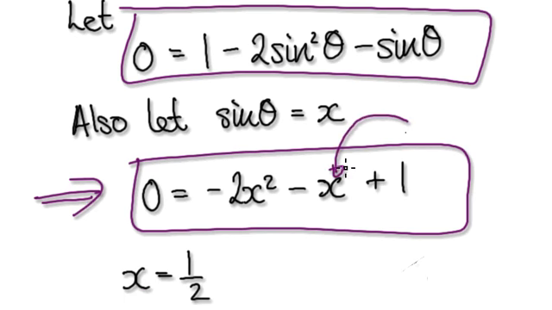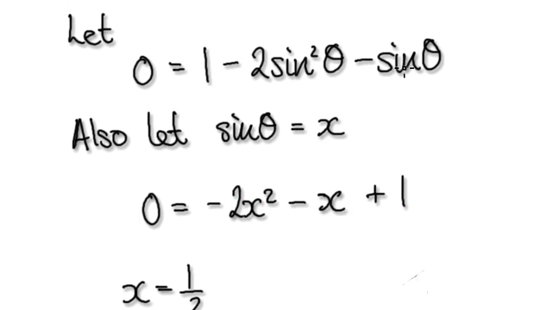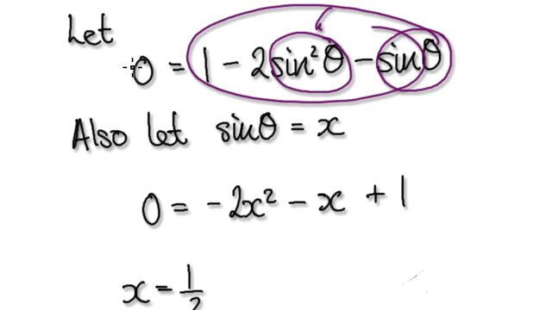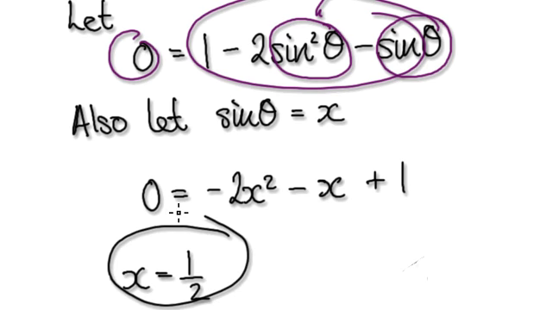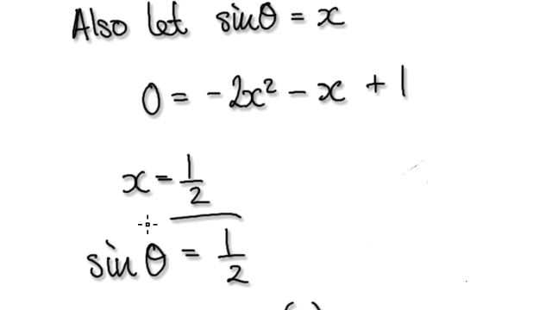When you put a half into this thing here and a half into this thing here, then the whole thing would be 0. So when you concentrate on making this a half and then making this a half, the whole thing will be 0. Once you've got your x equals a half here, sine theta equals a half. So we've got our x here.